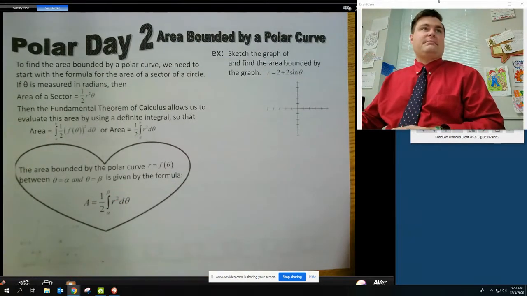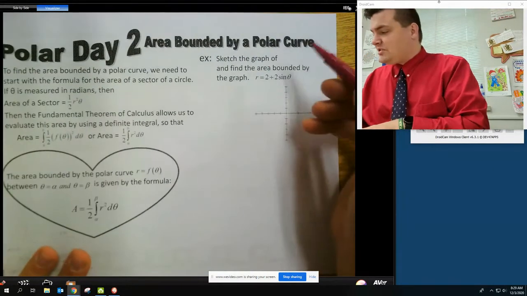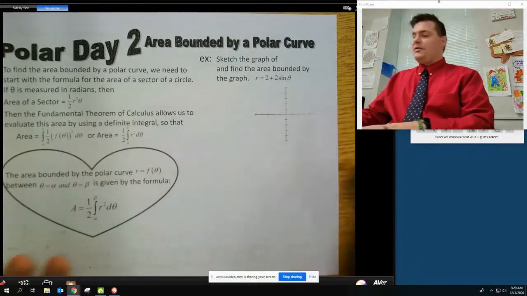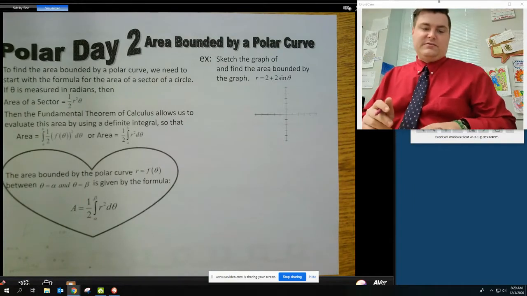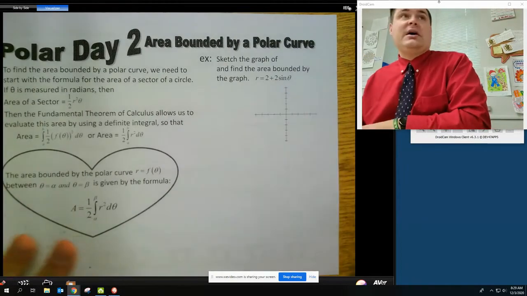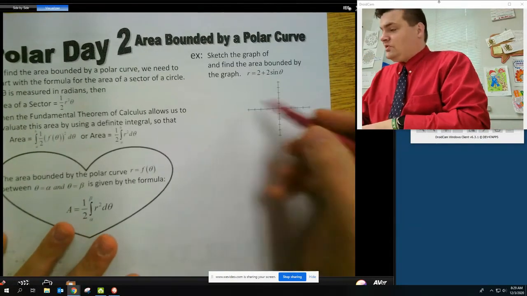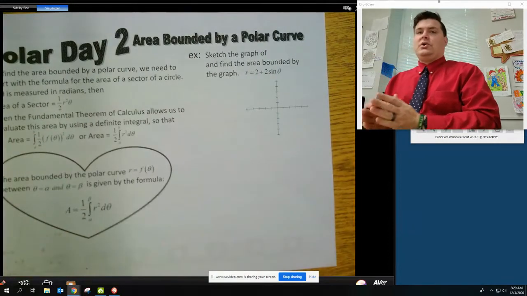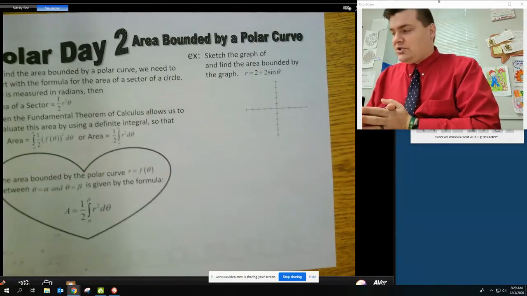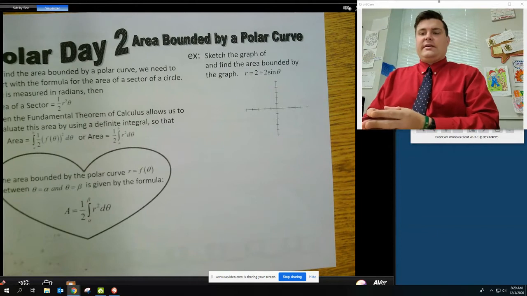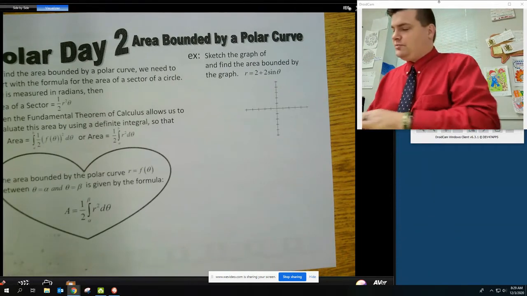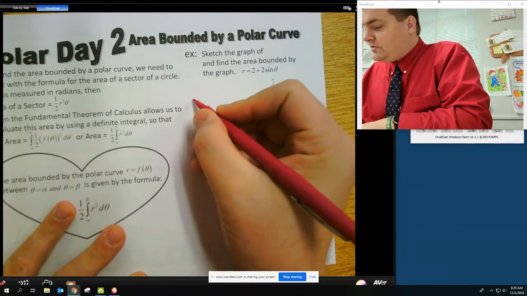Let's just go on from there. Okay, so the first example here is going to sketch this graph and find the area bounded by the graph. So again, we're focusing on sketching. This one's not a bad one to sketch. To sketch this, my suggestion is to always sketch in Cartesian coordinates, something that we should be used to.